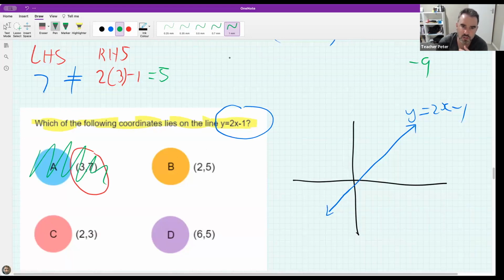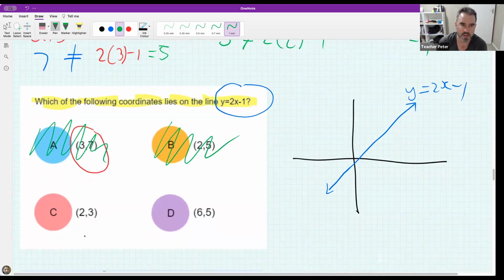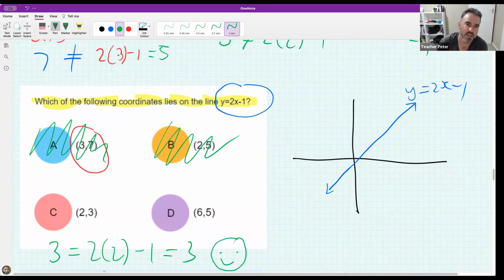If we sub in the point 2, 5, well, then I will get a 5 on the left-hand side. What is 2 times 2 minus 1? Nope, that's not equal. So that's not on the line. Okay, let's try 2, 3. If I put a 3 here for the y, then I go 2 times 2 minus 1. Is that equal? 4 minus 1 is 3. Yep, that is equal. So this is the correct answer.